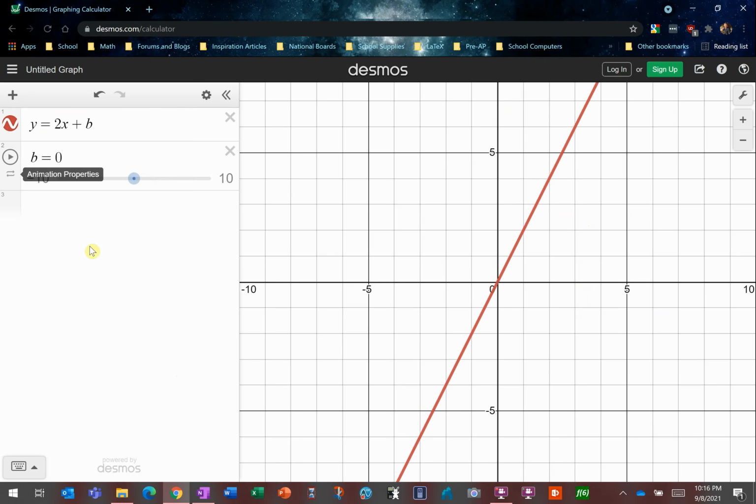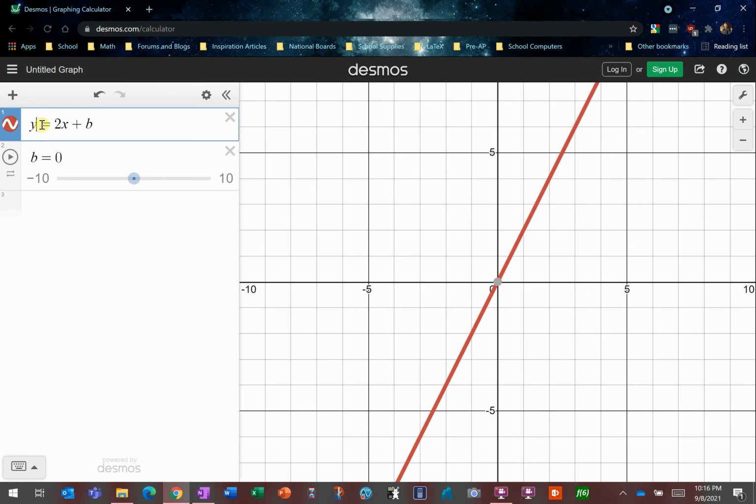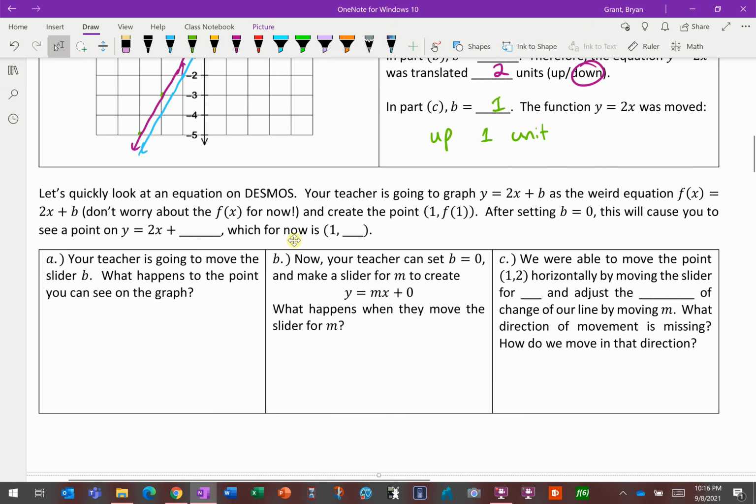Okay? And then I'm going to make a couple other changes. Instead of y equals 2x plus b, I'm actually going to graph this as, and this is some advanced stuff, f of x equals 2x plus b. You'll learn about this notation in the next unit. It's just a different way to write y equals for now.